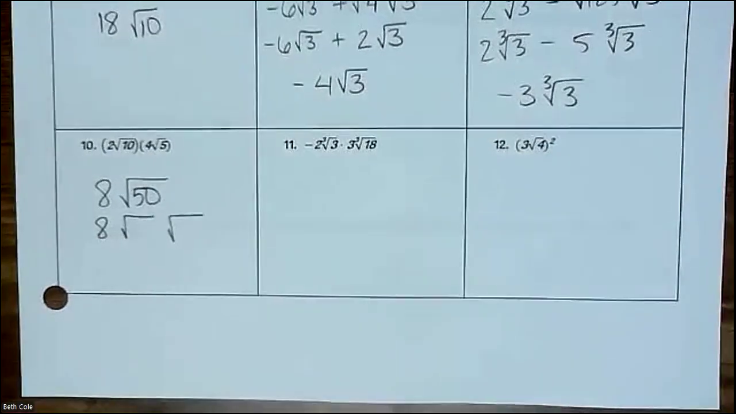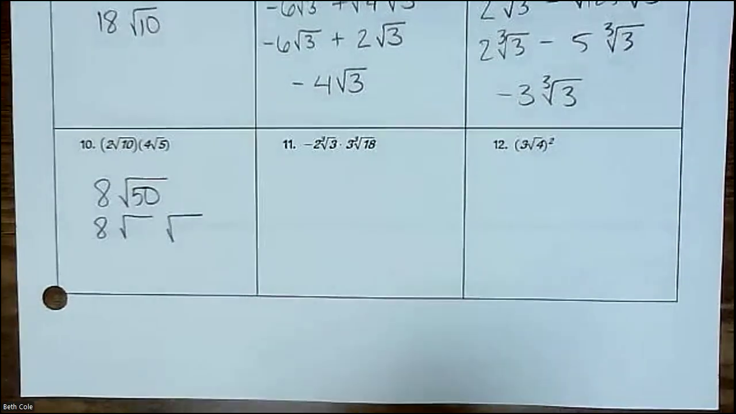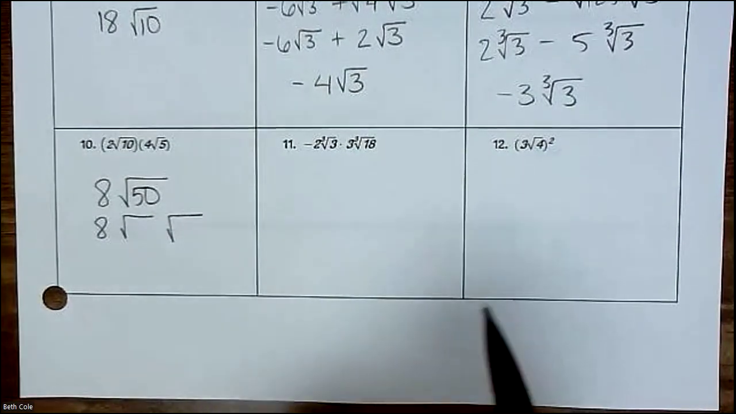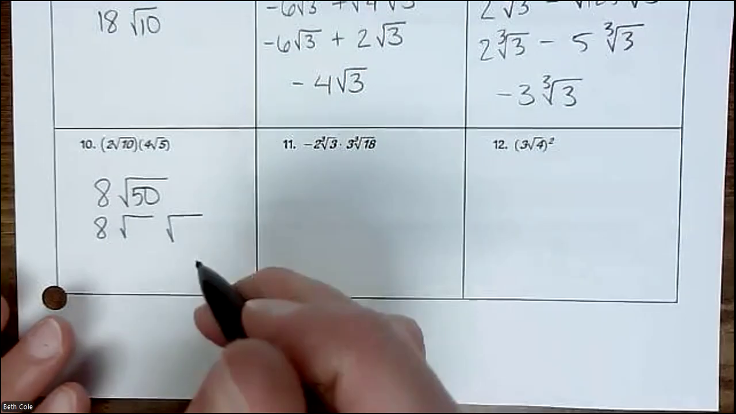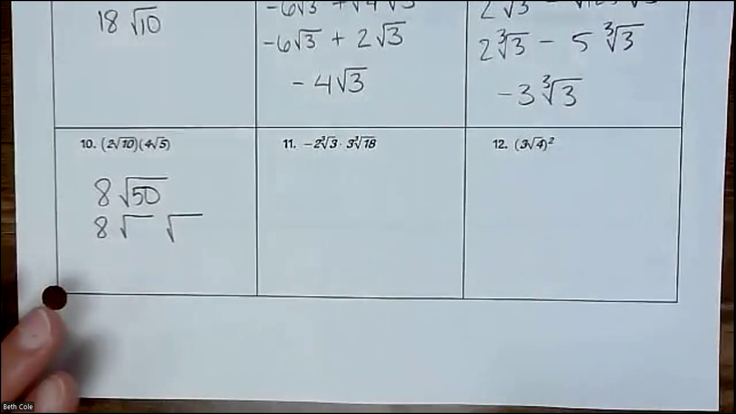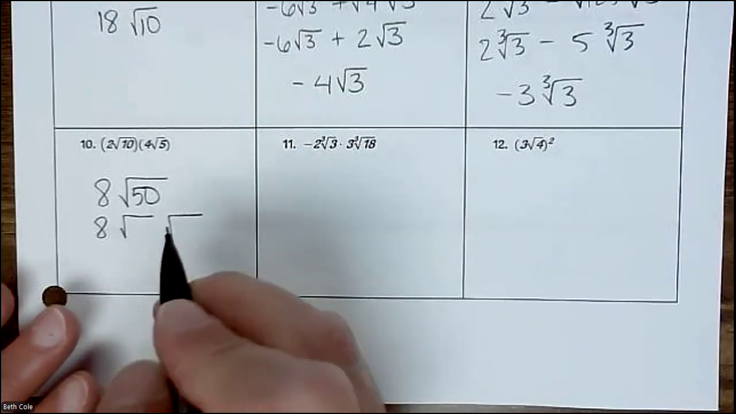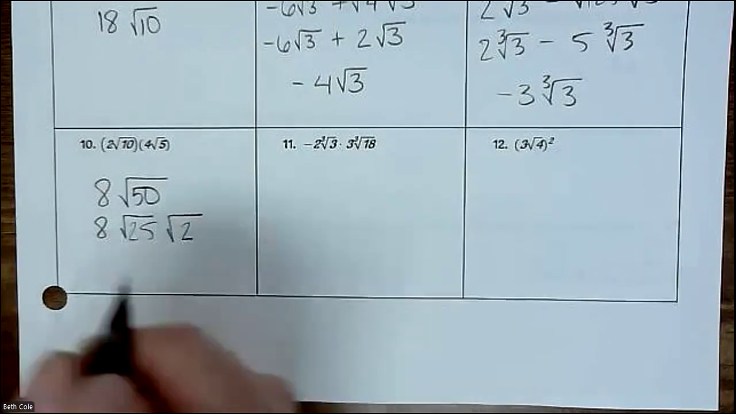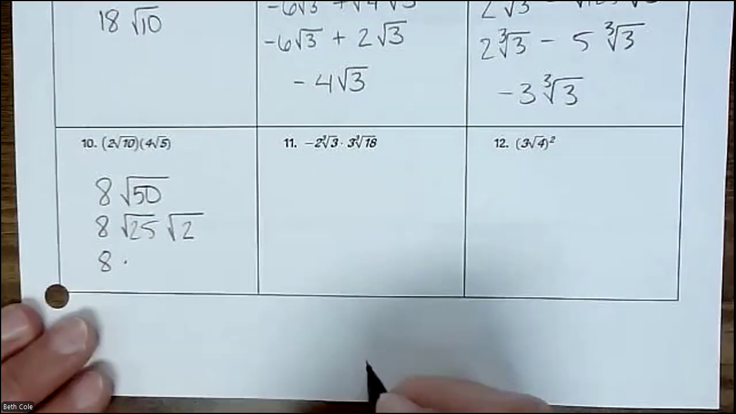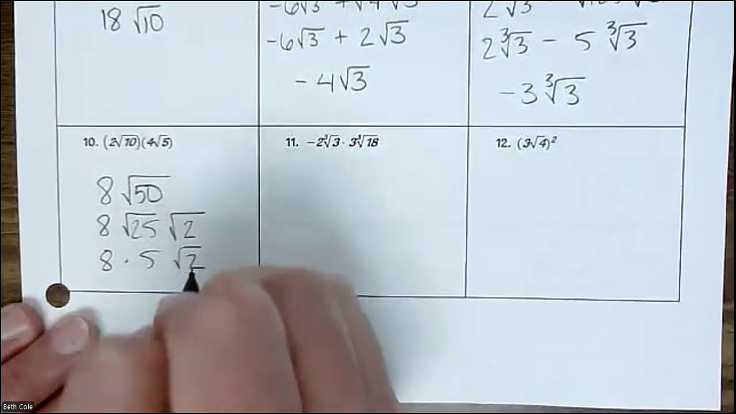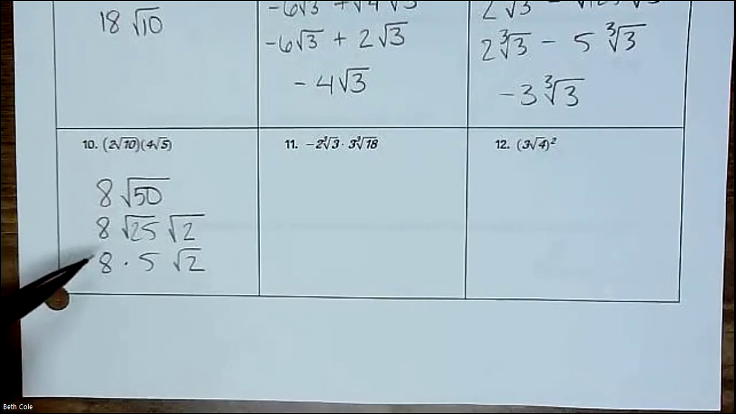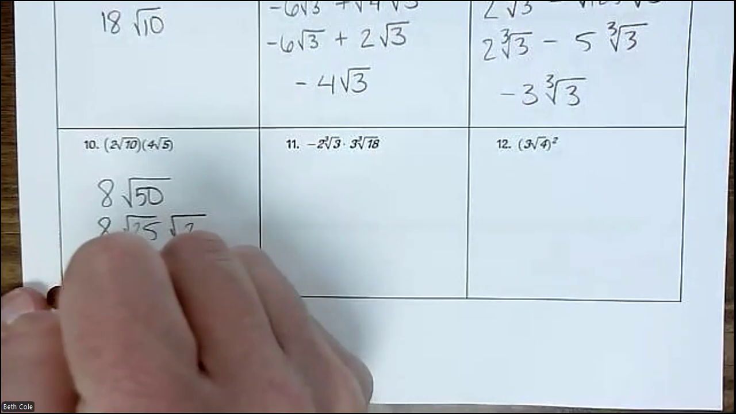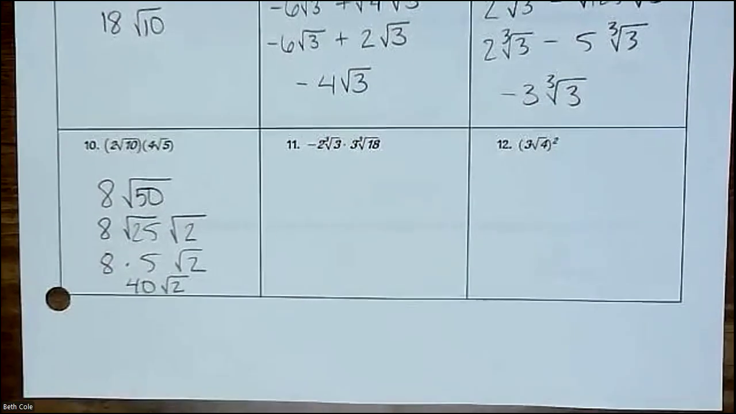So I need two numbers that multiply to be 50, but one of them has to be something that you could square root. So a number from your squares list. 25. Good job. 25 times 2. So what is your square root of 25? 5. Do you see how that 8 is just there? I just wrote it on every line. And then in the last step, you just multiply them together. So 8 times 5 is 40. That's all we did there.